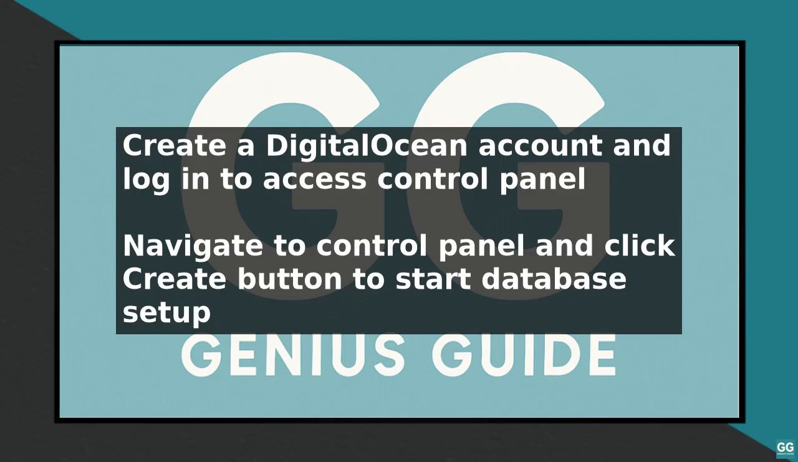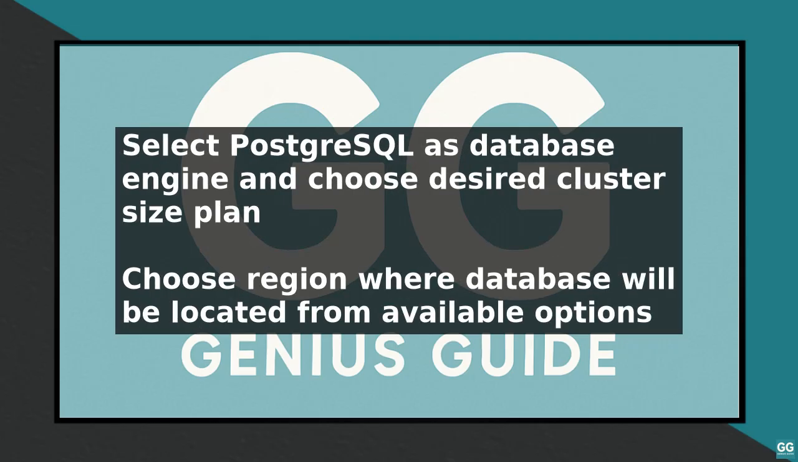In the Create a Database window, select PostgreSQL as the database engine and choose the desired cluster size. You can choose from a variety of plans, including Basic, Standard, and Premium, depending on your needs. You also have the option to choose the region where your database will be located. Once you have selected your database engine and cluster size, click on the Create Database Cluster button.